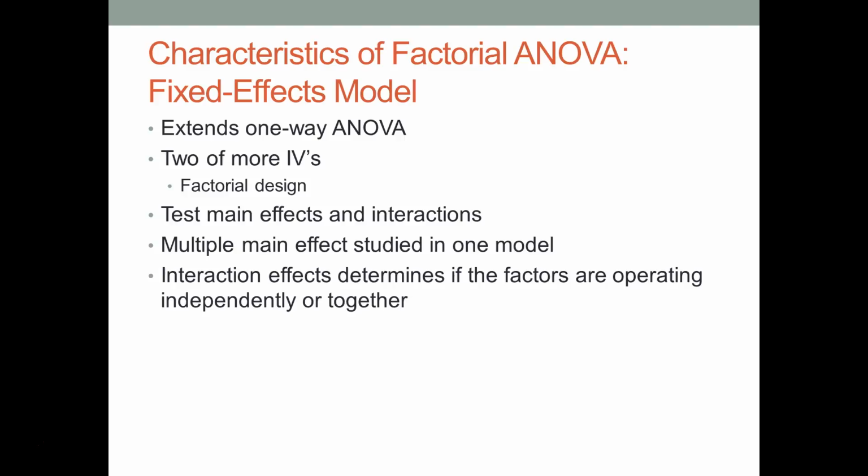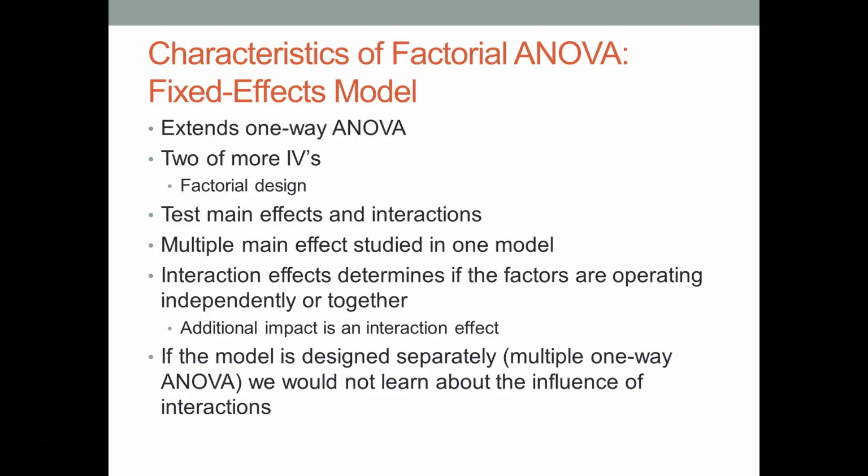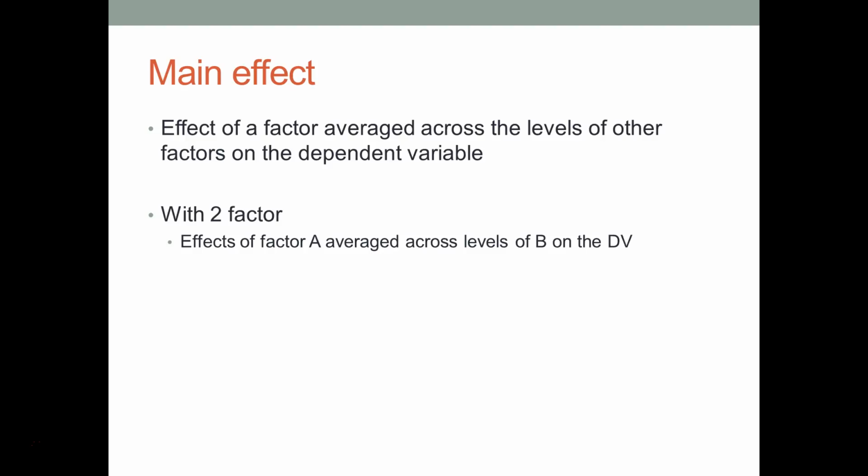Interaction effects can help us determine if factors are operating independently or whether they're moving together somehow. And we can look at the additional impact, which is the interaction effect, which you wouldn't be able to test if you did two one-way ANOVAs. If the model is designed separately, we would not learn of this influence of the interaction effect.